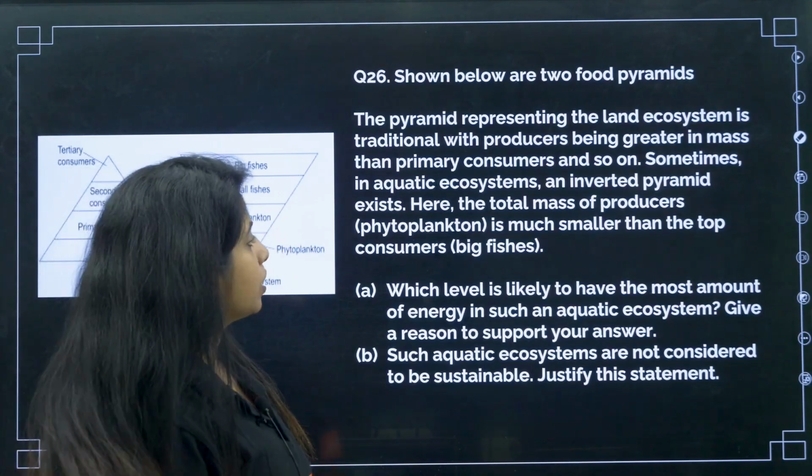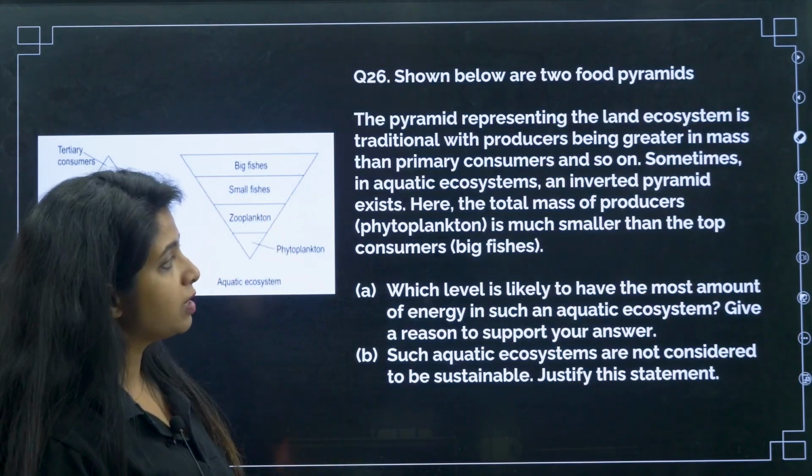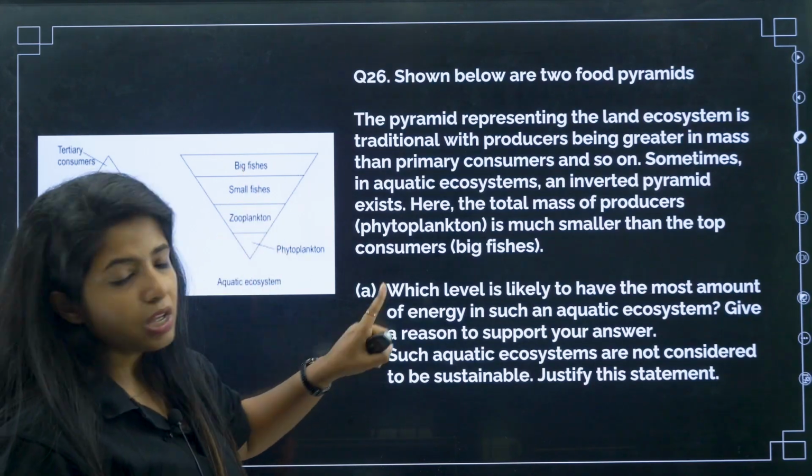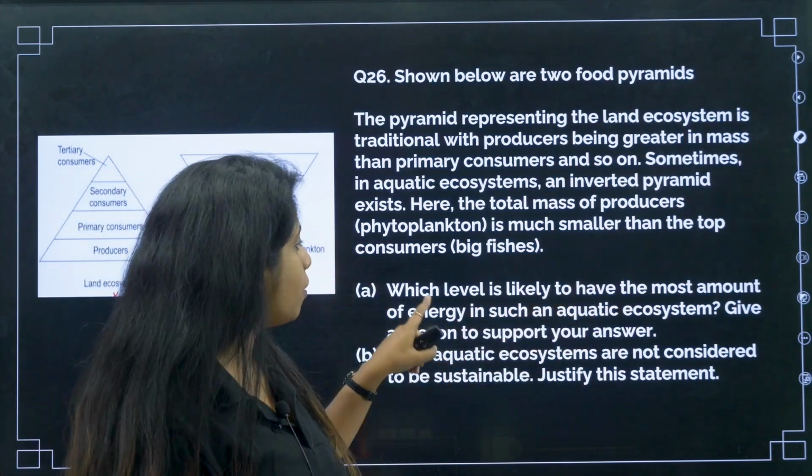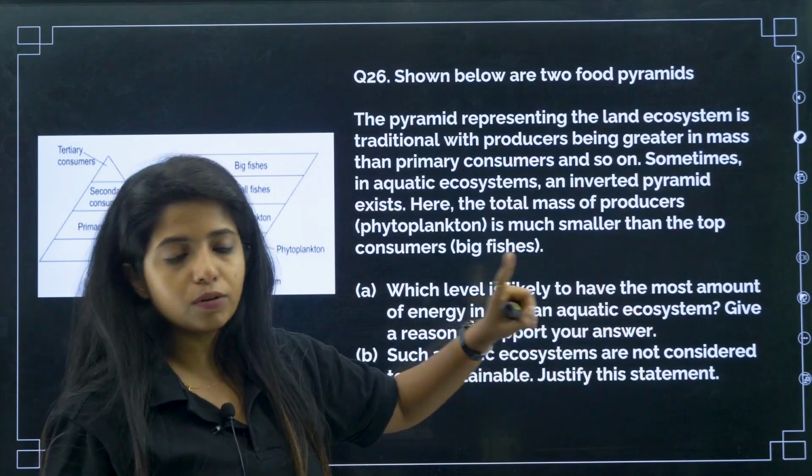Here the total mass of producers is much smaller than the top consumers that you have. Which level is likely to have the most amount of energy in such an aquatic ecosystem?